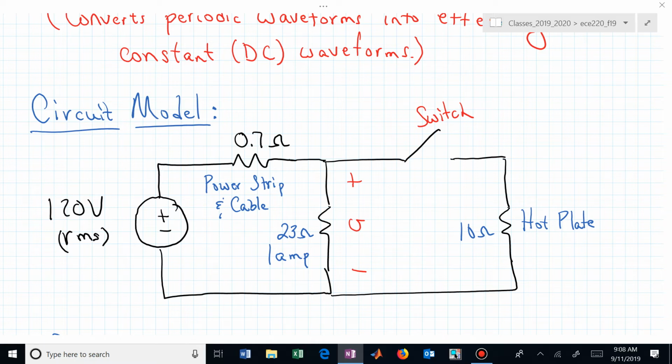He also measured the resistance of the lamp to be 23 ohms, and of the hot plate, or actually he had a kettle, so I just couldn't draw a kettle, so I settled on a cup with a hot plate. So I'm kind of changing history here, but I think we'll still have the same learning opportunity. I'm calling it a hot plate of resistance 10 ohms. And we can switch whether or not we have that hot plate on or not.